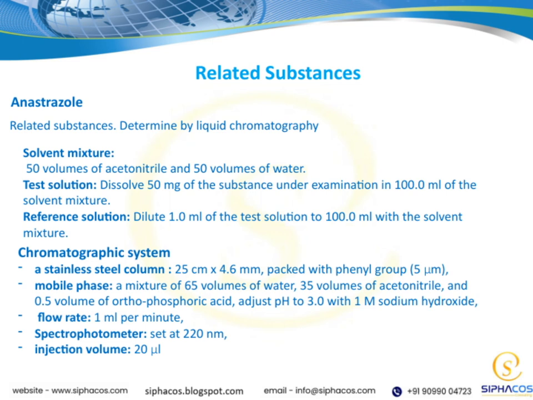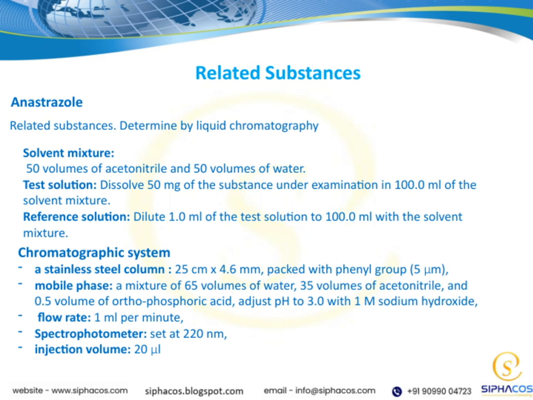The flow rate of the mobile phase is set at 1 milliliter per minute, which ensures consistent and reproducible results. We set the spectrophotometer to detect at 220 nanometers, as this wavelength is ideal for monitoring the analyte's absorption. When injecting samples, we use a volume of 20 microliters, which balances sensitivity with peak resolution. The solvent mixture we prepare for dissolving the test samples is made by mixing equal parts, 50 volumes of acetonitrile and 50 volumes of water.